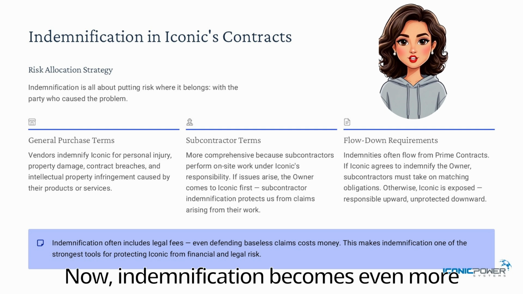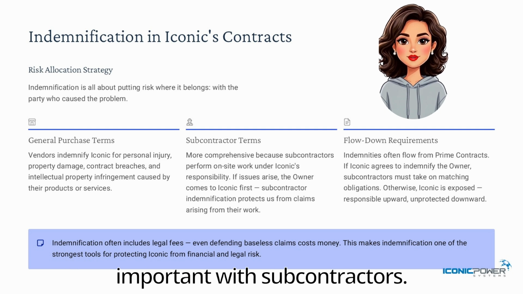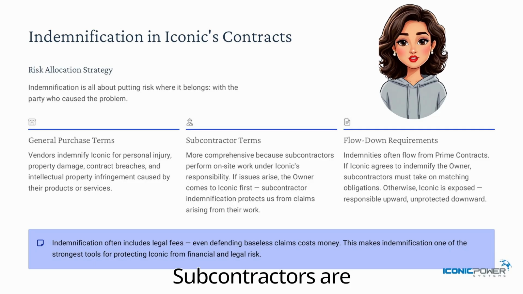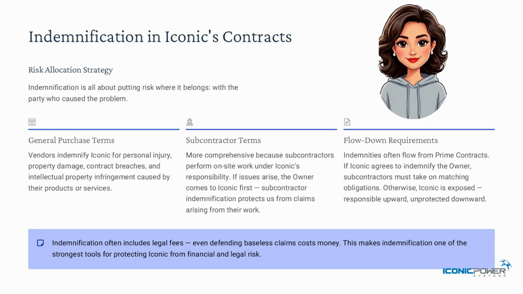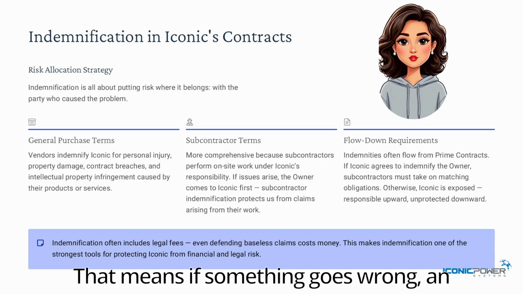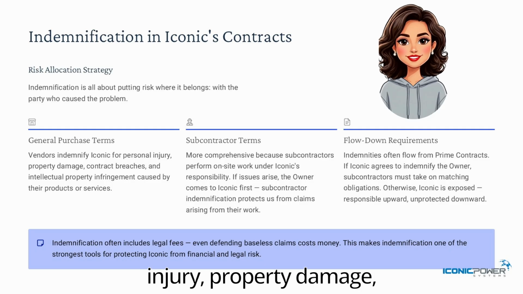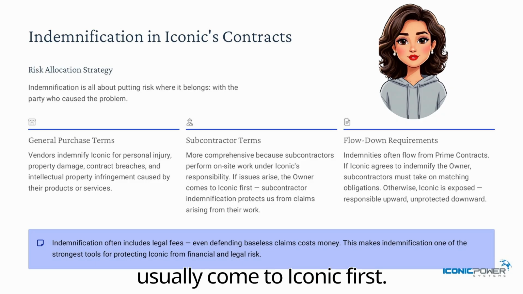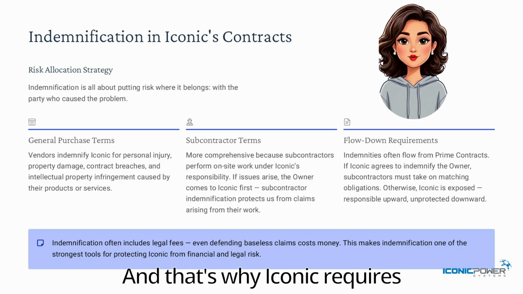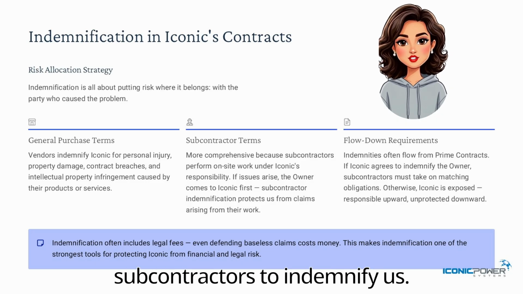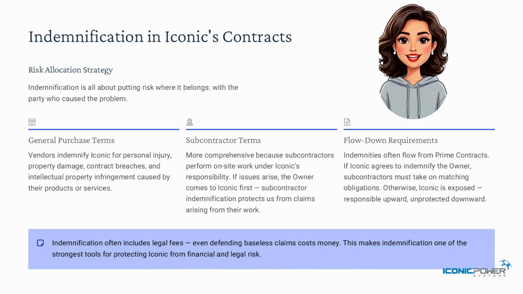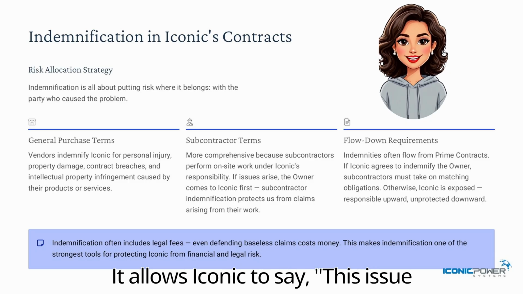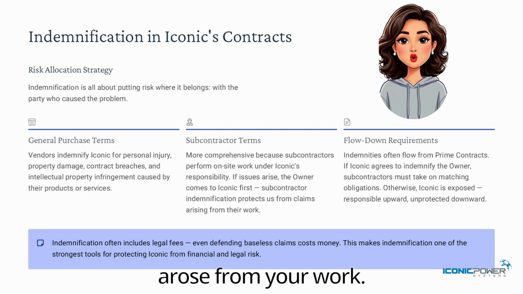Now, indemnification becomes even more important with subcontractors. Subcontractors are performing work on site, often under Iconic's responsibility to an owner. That means if something goes wrong, an injury, property damage, or a third party claim, the owner will usually come to Iconic first. And that's why Iconic requires subcontractors to indemnify us. It allows Iconic to say, this issue arose from your work.